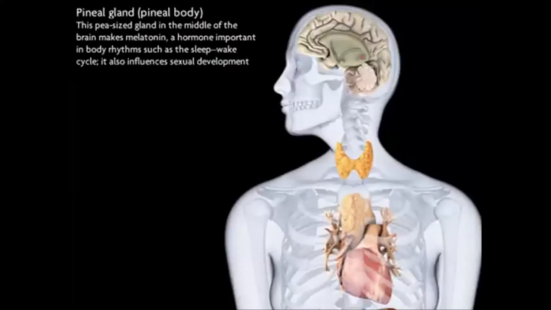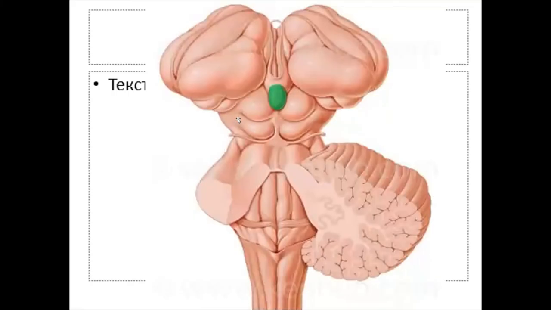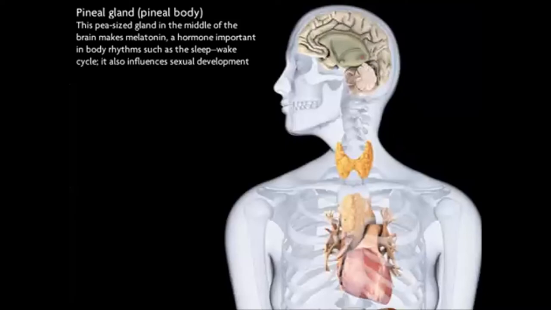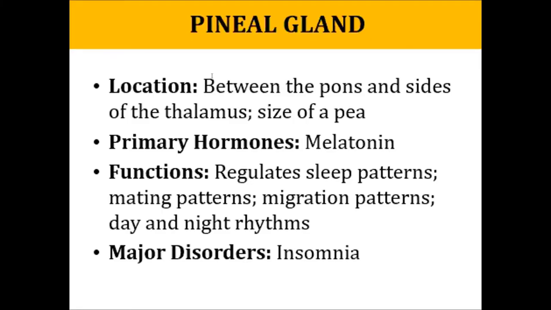Pineal gland or pineal body, this pear-sized gland in the middle of the brain makes melatonin, a hormone important in body rhythms such as the sleep-wake cycle. It also influences sexual development, here near the midbrain. Located between the superior colliculus, between the pons and the sides of the thalamus. Hormone: melatonin. Function: regulates sleep patterns. Major disorder: insomnia.